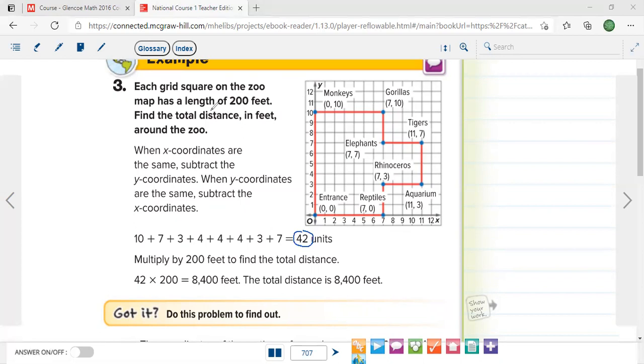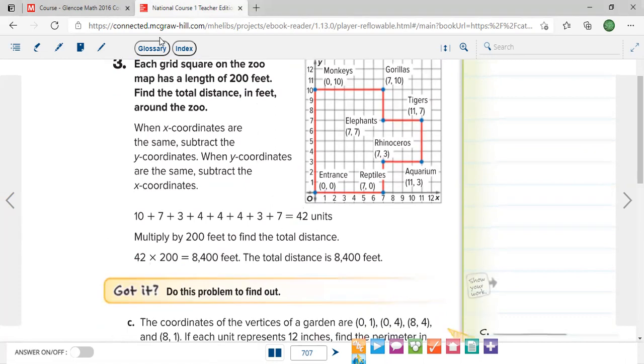But they mention here that the length of the square is 200 feet. So the 42 multiplied by 200 feet will give you 8,400 feet. So after you count, you multiply by the length given in the problem.